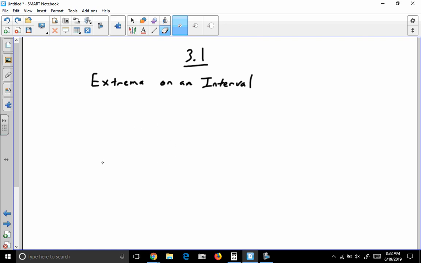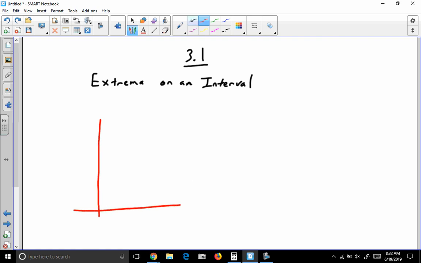3.1, we're going to look at extrema on an interval. So first of all, let's talk about what we mean by extrema. Let's suppose we have an interval from A to B, and we have some function. Let's call the function f. Then the extrema are just the largest and smallest values, the maximums and minimums.